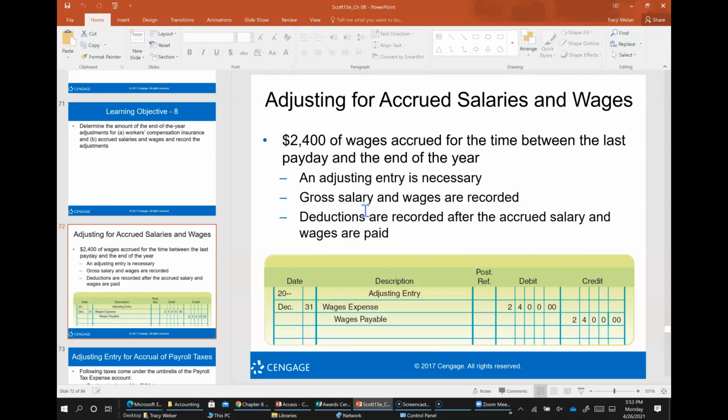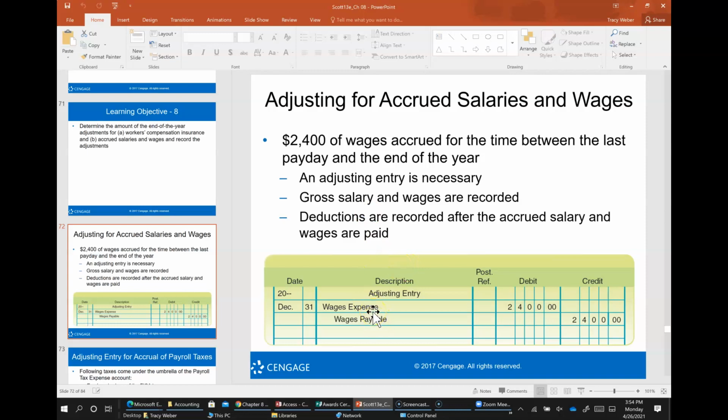So, adjusting for accrued wages and salaries. Now let's assume that Green Sales Company had $2,400 of wages accrue for the time between the last payday and the end of the year. An adjusting entry is necessary. You can see that right here.